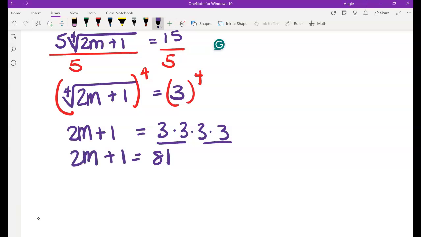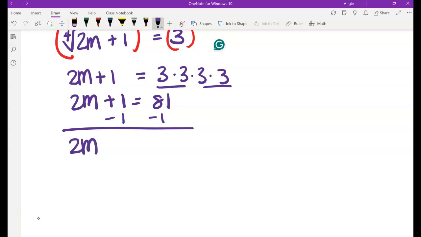So 2m plus 1 equals 81, and you're just going to solve it as you would in pre-algebra. Minus 1 from both sides. 81 minus 1, guys, is going to be 80. Divide both sides by 2. So that's going to give you m equals 40.